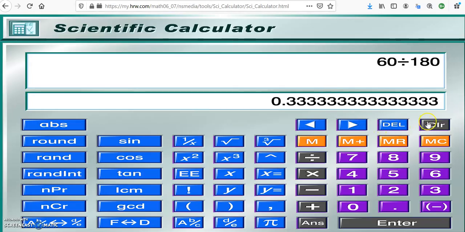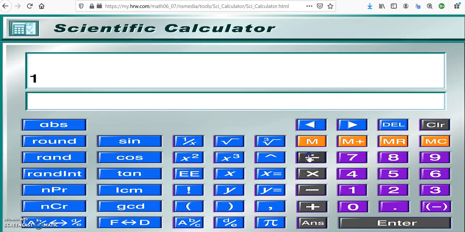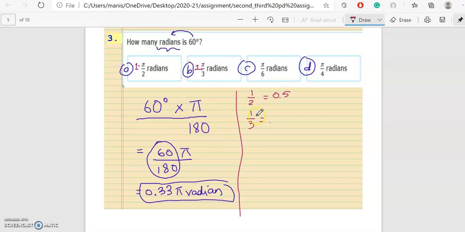You can do it like this also if you do not have a calculator. 1 divided by 3 gives you what? Oh, 0.333. So this tells me what? B is my correct choice. So my correct choice is 0.3333. So this is my correct answer.